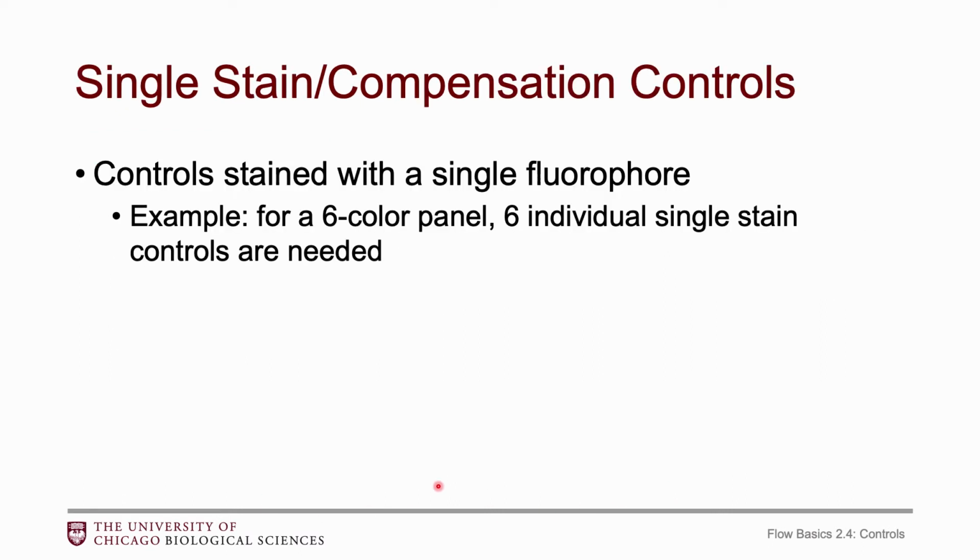So for your single stain controls, which some people also call your compensation controls, those are hopefully pretty self-explanatory. They are stained with just one single fluorophore. That means that if you have a 6-color panel, then you would have an additional 6 tubes for each of those fluorophores within the panel.